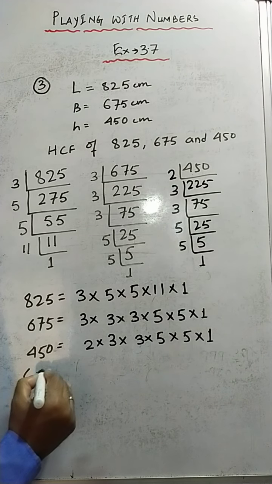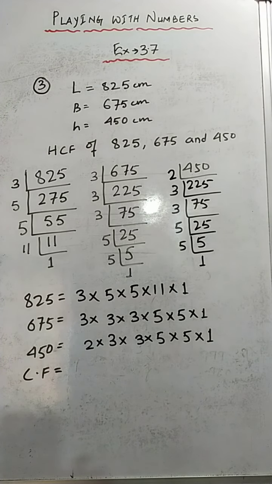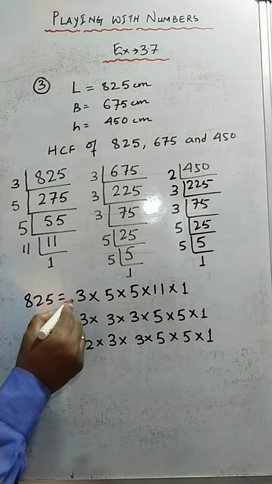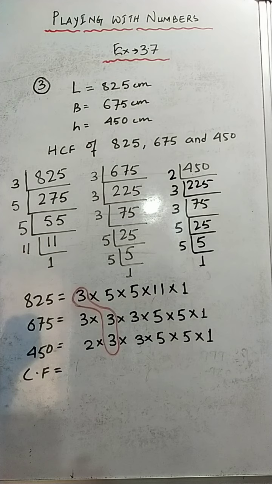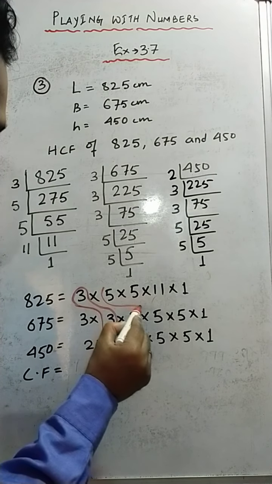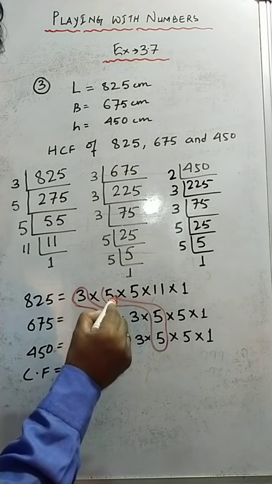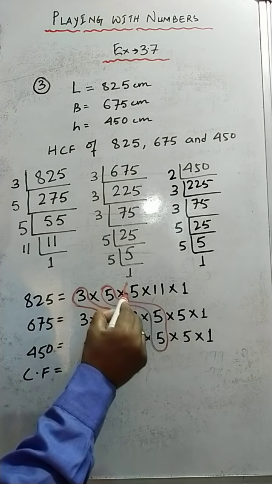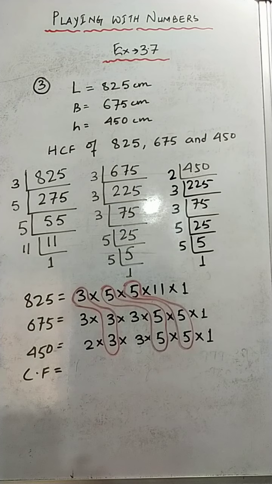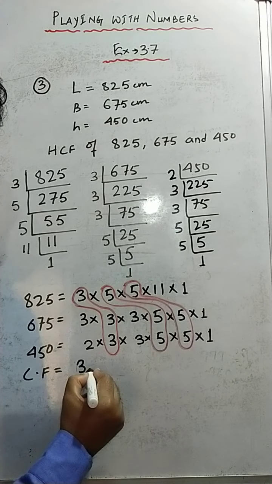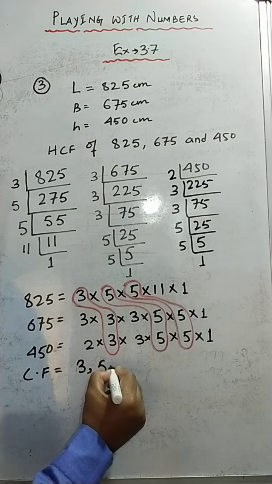Now what do we have to write? We have to write the common factors. So what are the common factors? The first common factor is 3. Now what about another one? 5. We have 5. And we have another one, another 5 we are having. So these are the common factors. And 1 is a common factor for every number, you know. So the common factors are 3, 5, 5, 1.